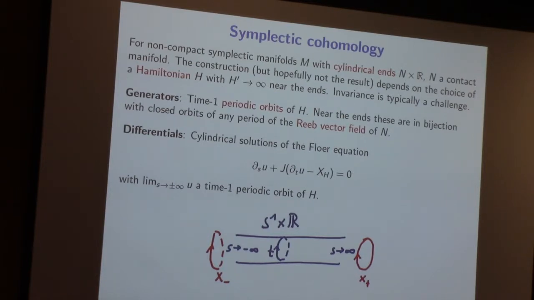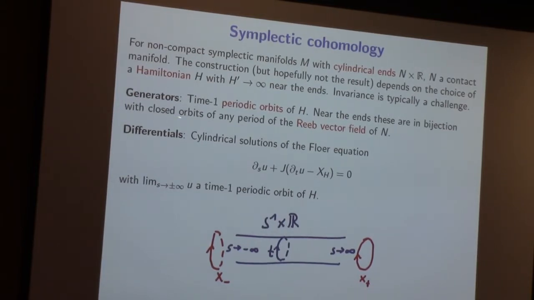But that's a challenge. That's typically hard to show, and one has to be very careful to make this work, from what I learned in looking at the literature. So the generators of symplectic cohomology are time 1 periodic orbits of this Hamiltonian. And then near the ends, you can find out that these are in projection with closed orbits of the Reeb vector field of your contact manifold, but of any period. So in symplectic cohomology, you just look at time 1 periodic stuff, and then you capture all the periodic orbits of your contact manifold.